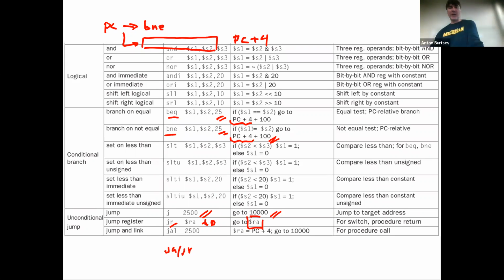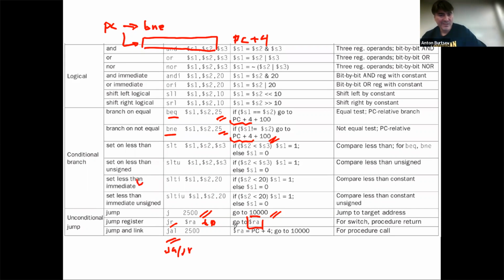Nope. Jump register just jumps to a value in the register, because the register itself is 32 bits, and you can jump anywhere in the address space from 0 to 4 gigabytes, which is 2 to the power 32. Agree? So, and this jump and link instruction, same deal.